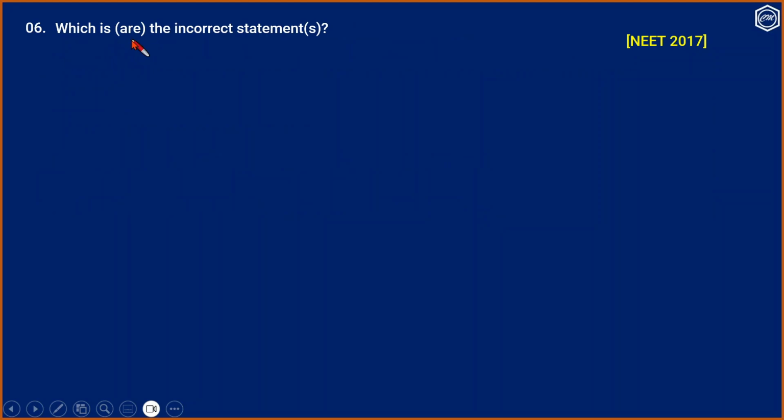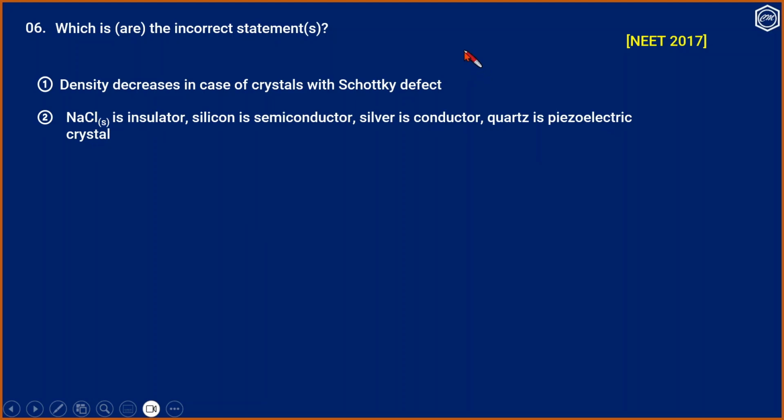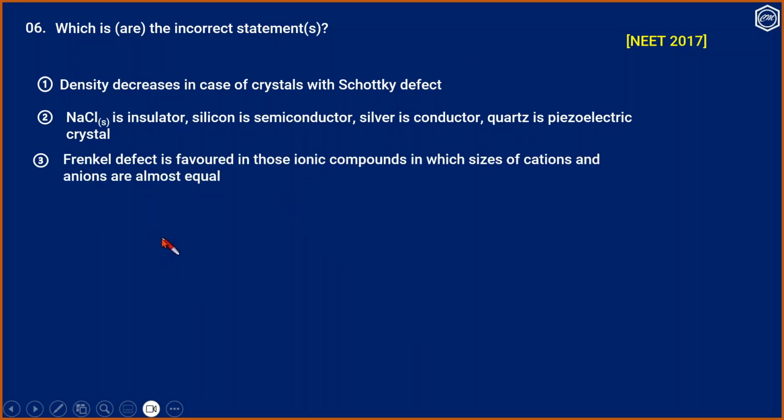Which is or are the incorrect statement or statements? Density decreases in case of crystal with a Schottky defect. Sodium chloride is an insulator, silicon is a semiconductor, silver is a conductor, quartz is a piezoelectric crystal. Frenkel defect is favored in those ionic compounds in which sizes of cation and anion are almost equal.